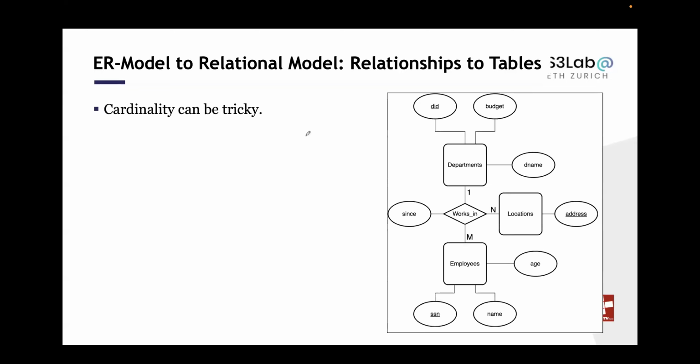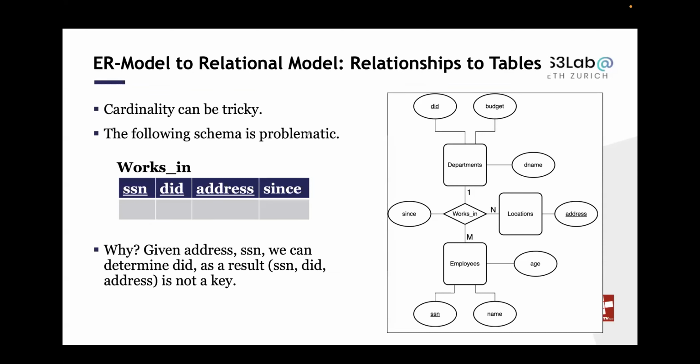We actually spent almost the last 3 weeks just talking about that, right? So we are looking at this many times now: department, location, employee. If you have this design, you have a working relation with SSN, department ID, address, and since. It is actually problematic, because my primary key is not these first 3 attributes. From this ER diagram, what you have is essentially trying to define functional dependencies.